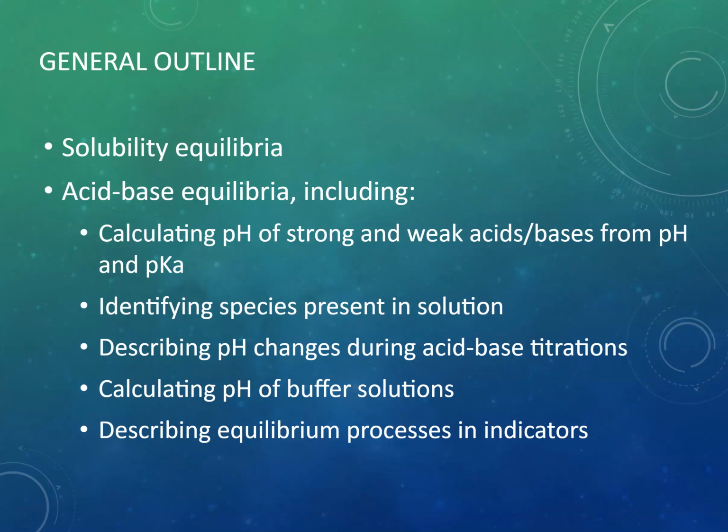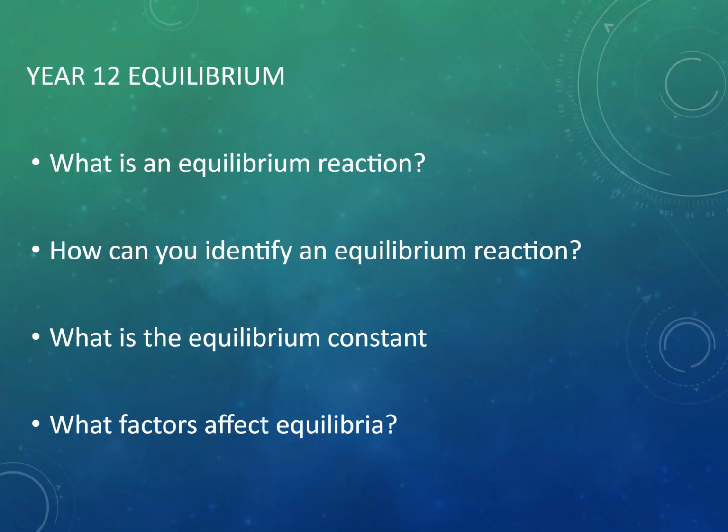And we're going to look at how we calculate solubility and or the concentration of dissolved ions in a whole bunch of situations. And then with acid-base equilibria, we're going to look at calculating the pH of strong and weak acids from pH and pKa. We're going to look at what species are present in solution, which is actually essential for the whole lot of that part of the topic. We'll look at what happens during an acid-base titration, buffer solutions, and the use of indicators in titrations and what that actually means.